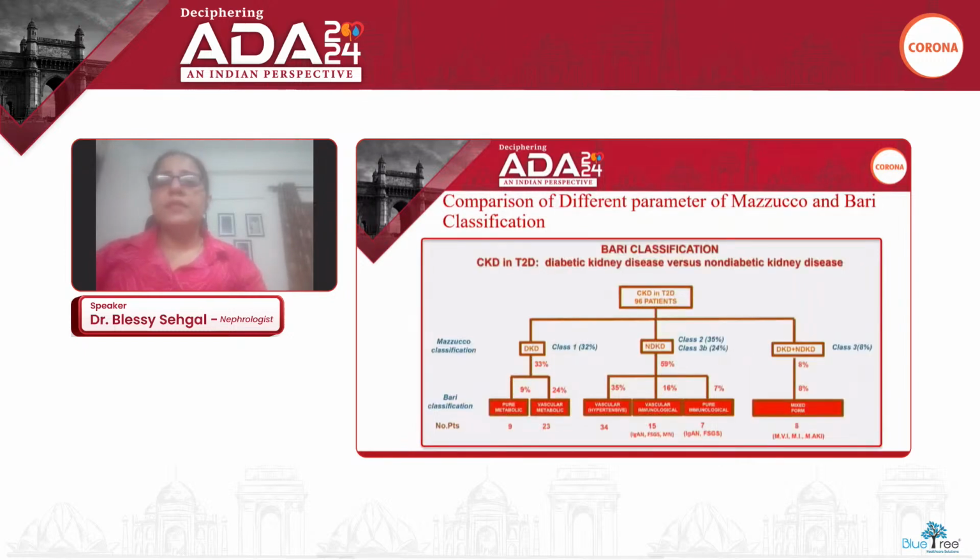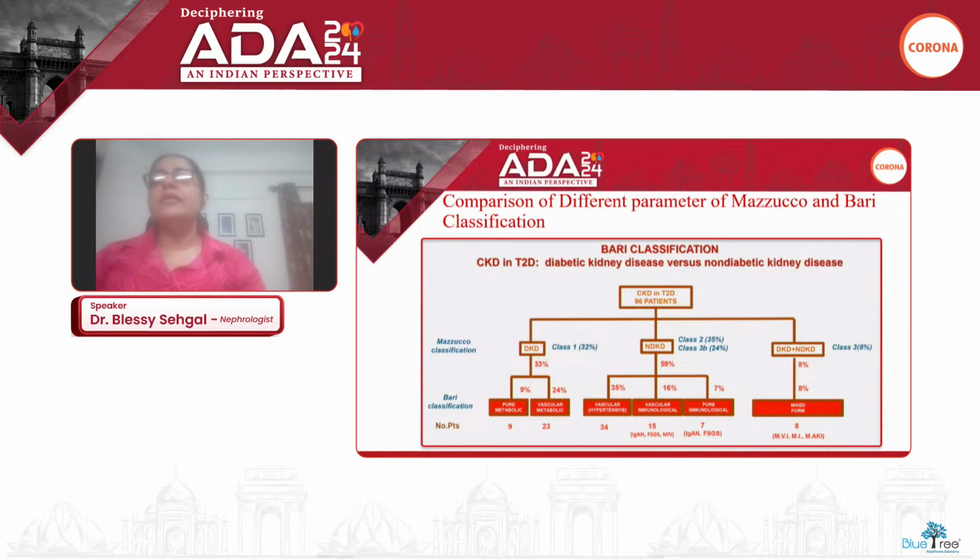Again, this is basically comparing the Mazzucco and the Berry classification. Out of the 96 patients in the Berry group with DKD, that is, diabetes as the cause of kidney failure, 9% had pure metabolic or pure diabetic kidney disease, and 24% had both metabolic as well as vascular. Non-diabetic kidney disease was found in 60% of patients, and the combination was found in 8% of both.